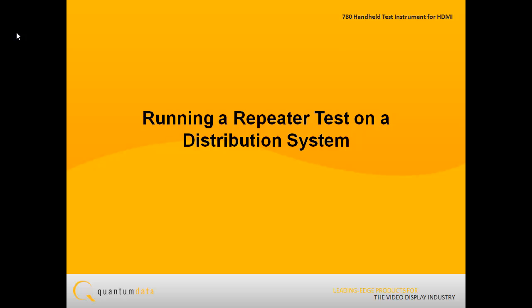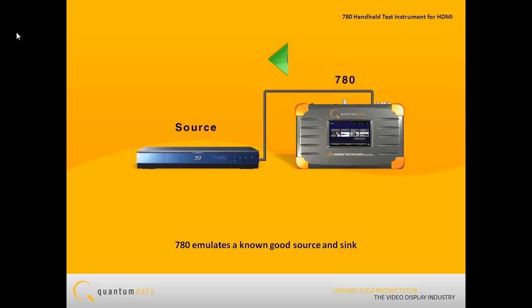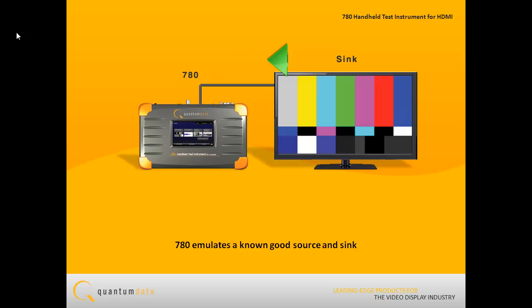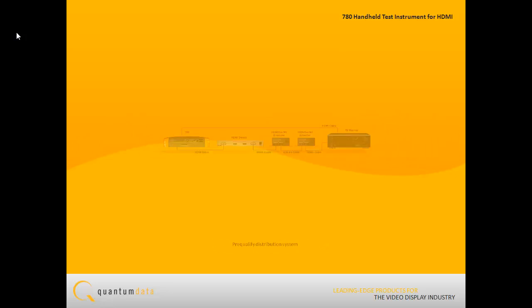Running a repeater test on an HDMI distribution system. The 780 Test Instrument emulates both a known good HDMI source device and a known good HDMI sync device. Therefore, it can pre-qualify an HDMI distribution system prior to installation using the repeater test.